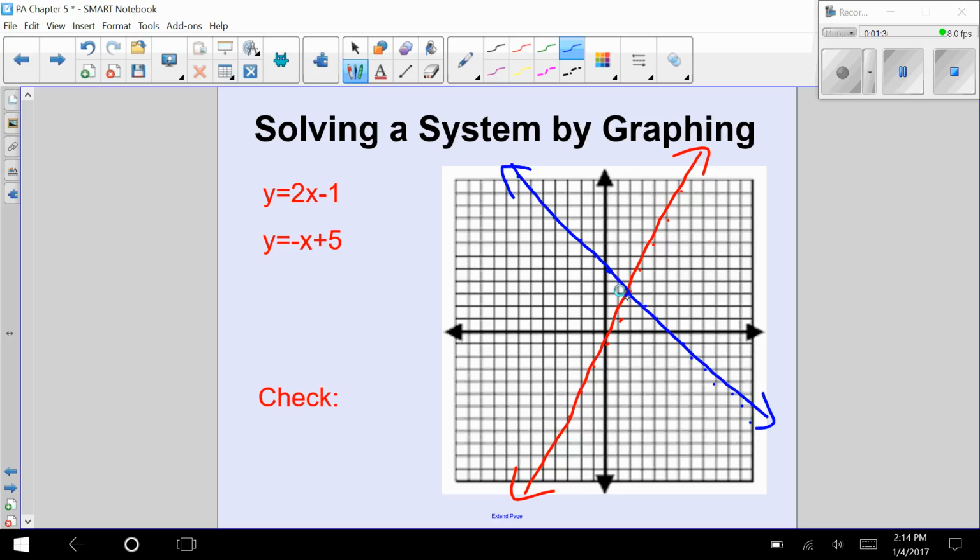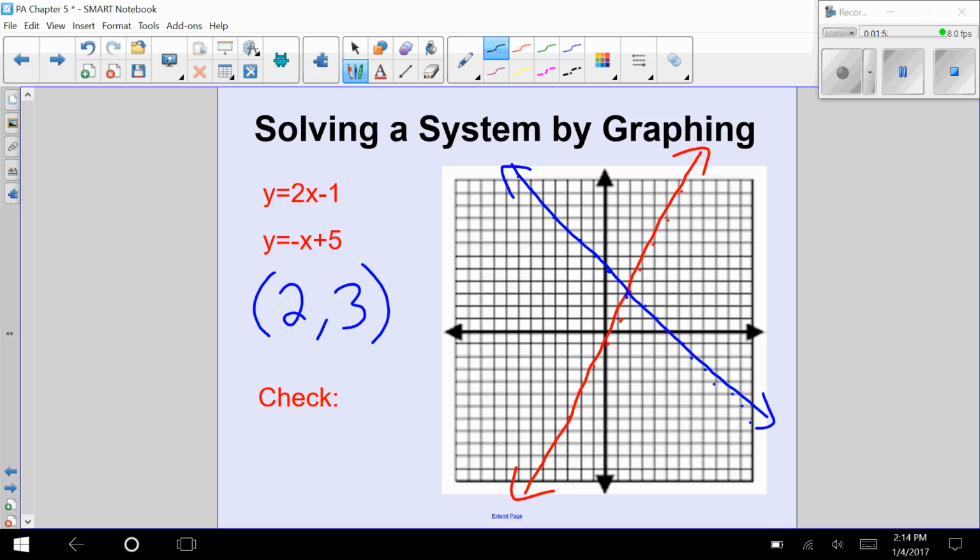They cross right here. That point is (2, 3). So the solution of this system is (2, 3). Now we always have to check these. To check it, you'll plug 2 in for x and 3 in for y in both equations.